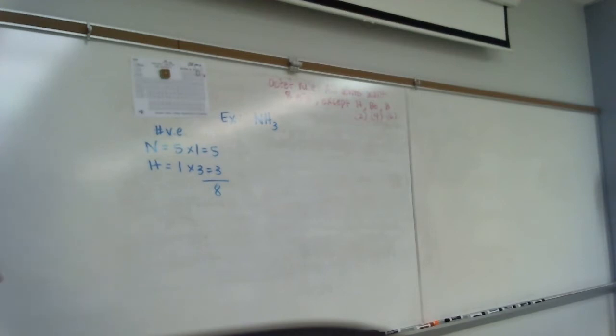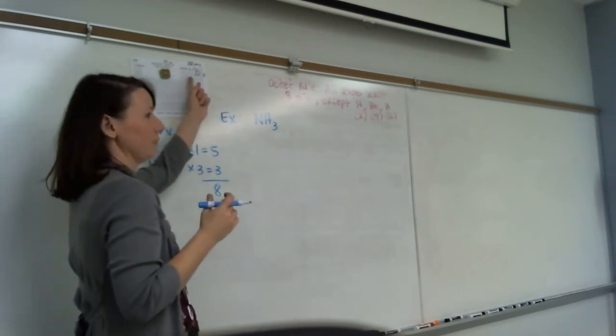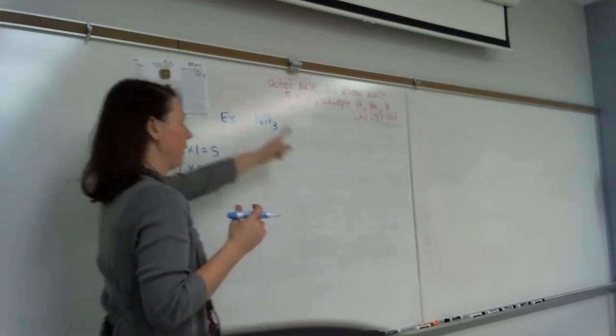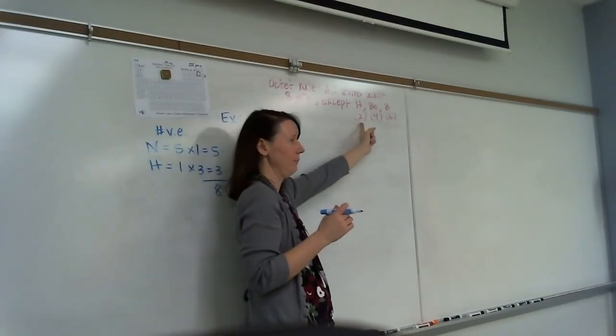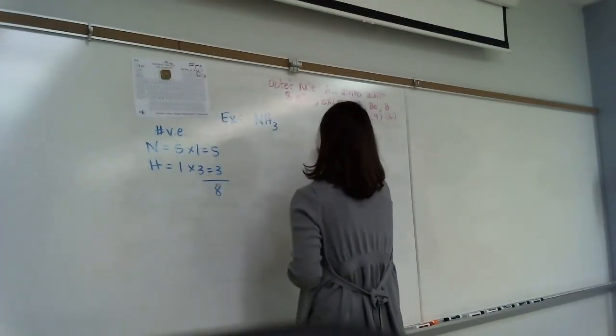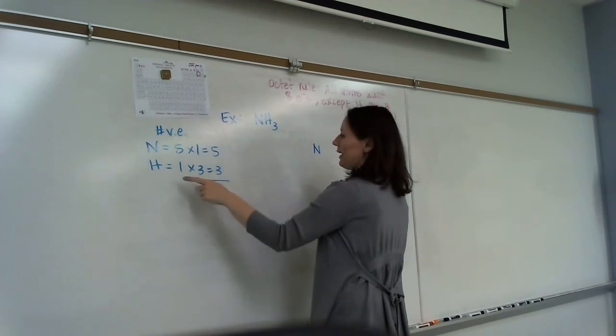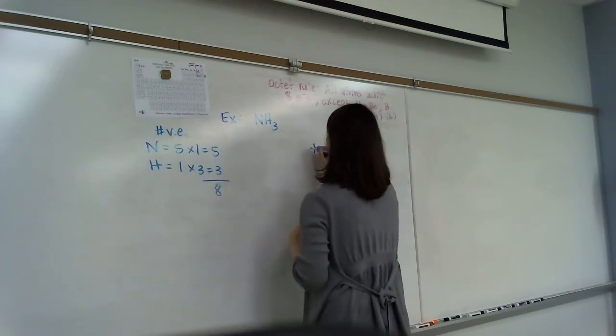Now let's pick the least electronegative atom. Well, this one's a no-brainer because hydrogen can never, ever be a central atom. Because hydrogen can only form 1 bond. So we're forced to put nitrogen in the middle. Okay? So nitrogen's in the middle. And then we're going to connect our other 3 hydrogens using single bonds.